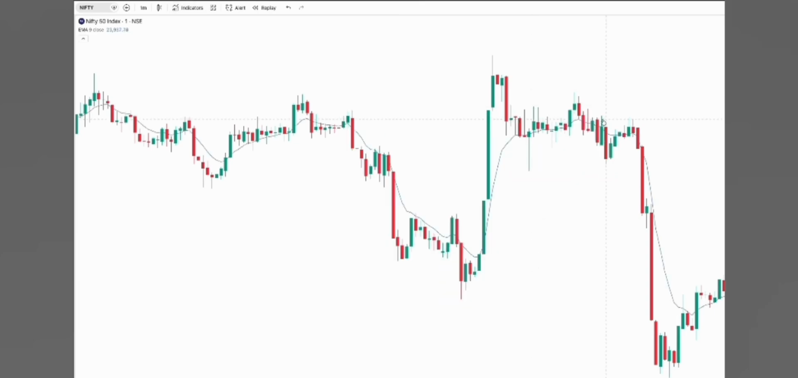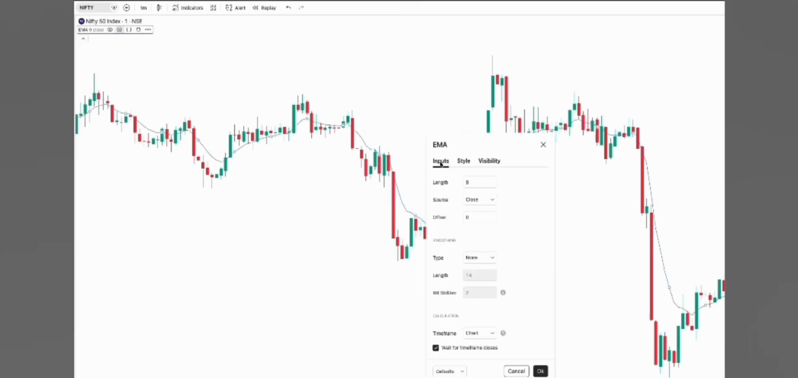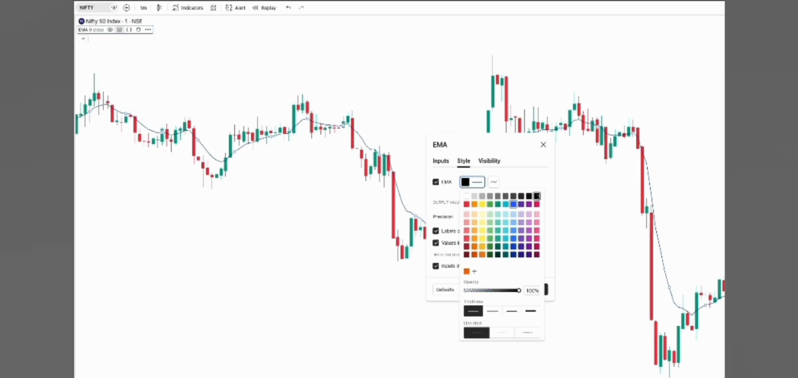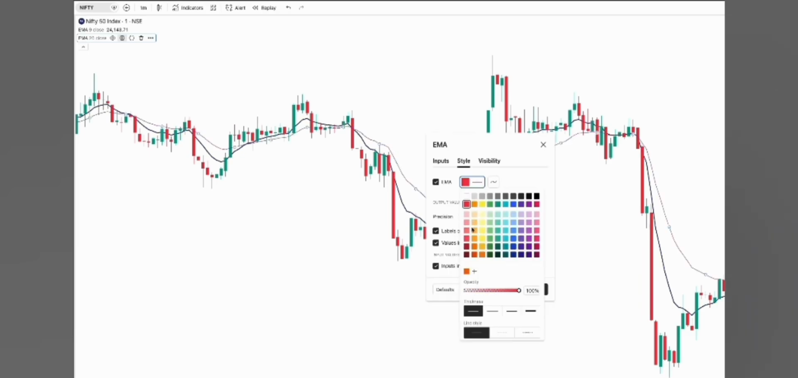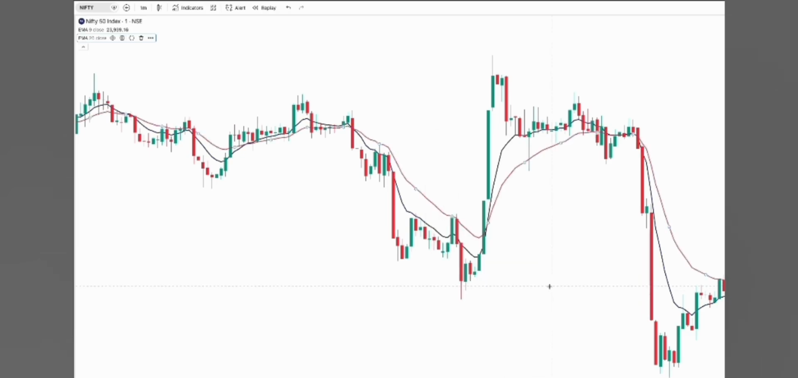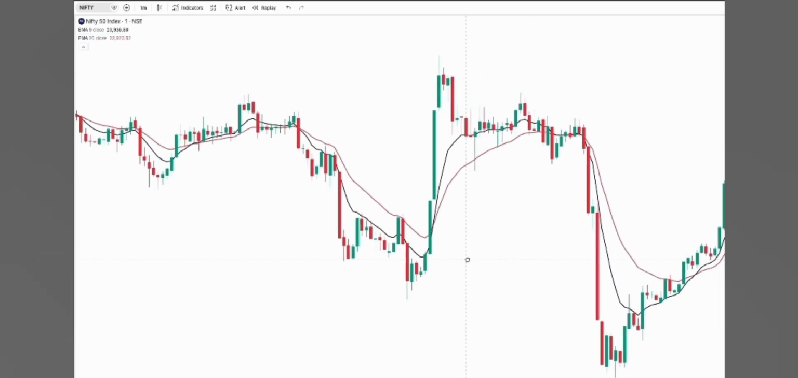Now, step 1, set up your EMAs. Open your chart and go to the Indicators section. Add your first exponential moving average, EMA, and set the length to 9. Choose any color you like. I use black because it's easy to see. Now add a second EMA and set the length to 20. I use red. Now you have 2 moving averages on your chart.